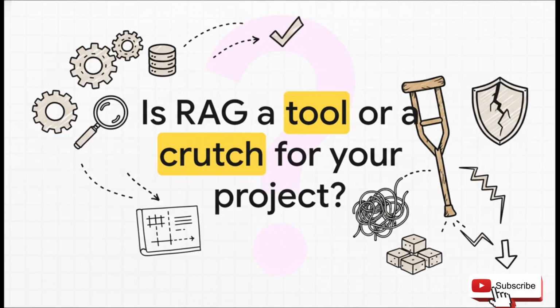And really, that's the question you have to ask yourself about your own project. Are you using RAG like a precision tool for a simple, factual lookup job where it excels? Or are you leaning on it like a crutch, hoping it's going to magically fix a much deeper problem you have with your data or your whole system's design? The answer to that question is going to be the difference between a system that actually works and one that's just waiting to fail.